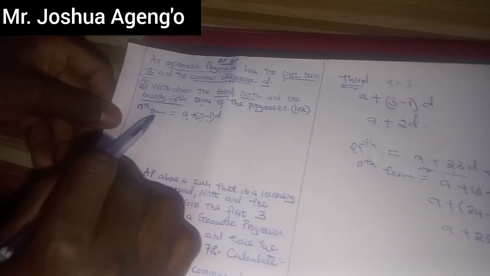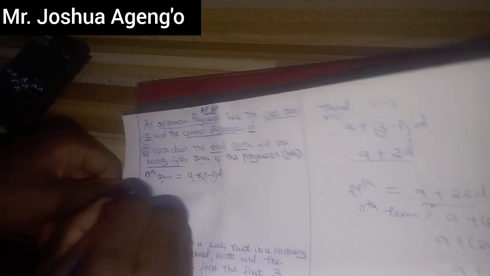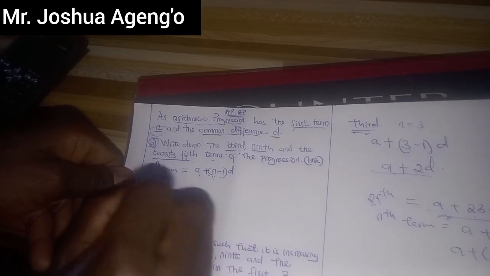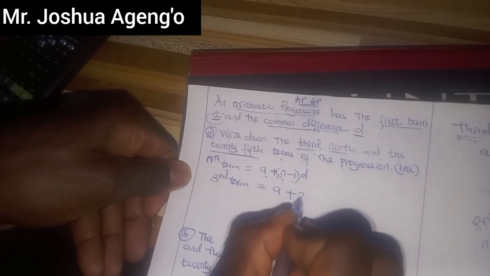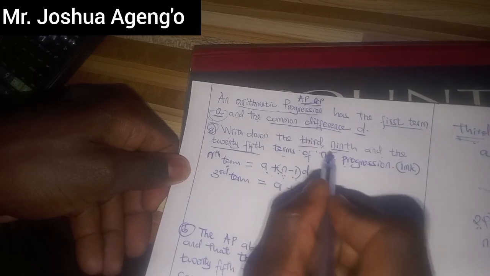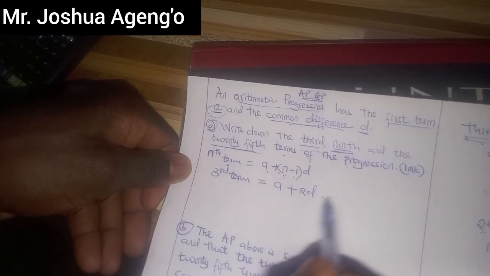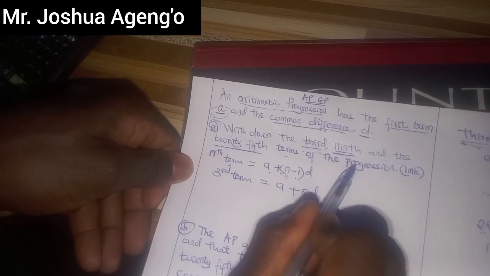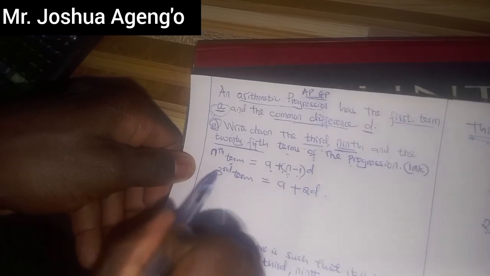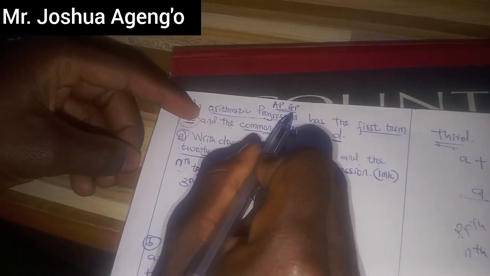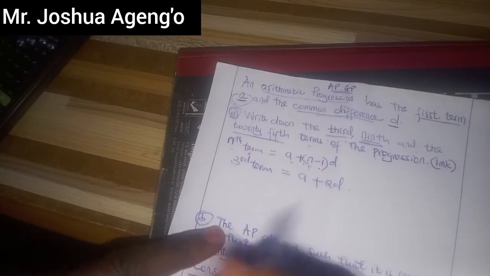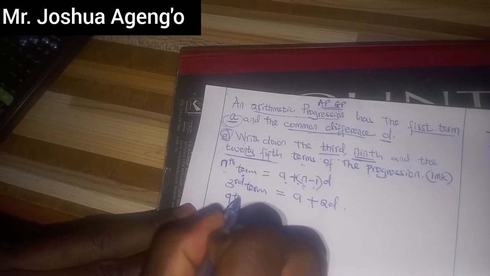So let's embark here. So the third term, we already have that. Let me just denote it like this. Third term will be equal to A plus 2d. Then the ninth term. Remember that we are talking about arithmetic progression, not geometric progression. In arithmetic progression, the nth term is given by this. There is a different formula for the geometric progression. Take note.